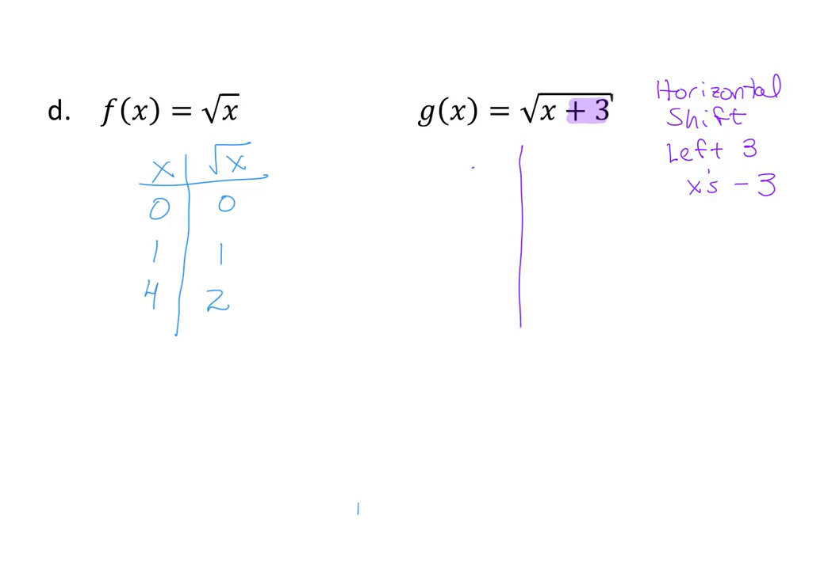And so if we create our table, we go 0 minus 3 is negative 3. We have 1 minus 3 becomes negative 2. And we have 4 minus 3 becomes 1.